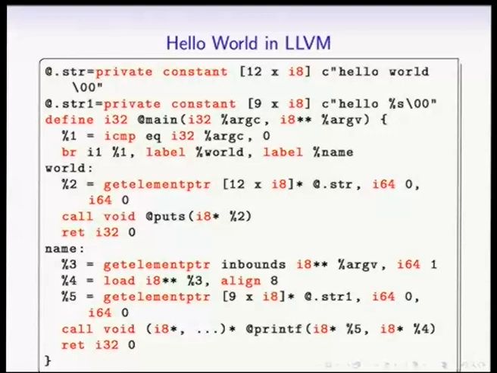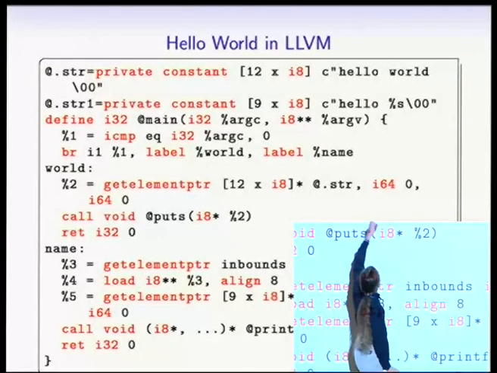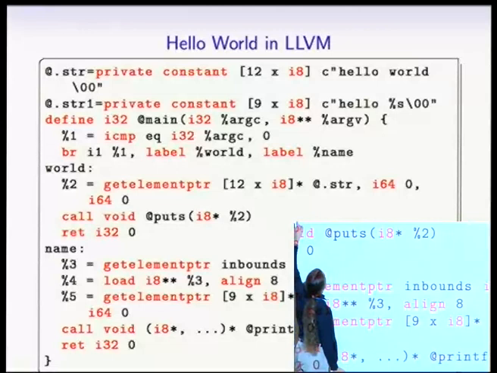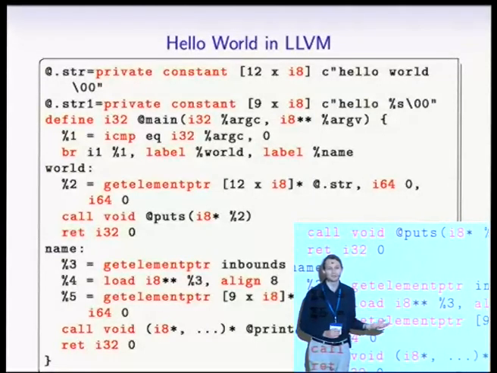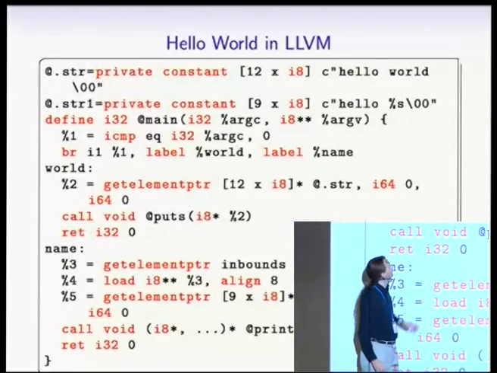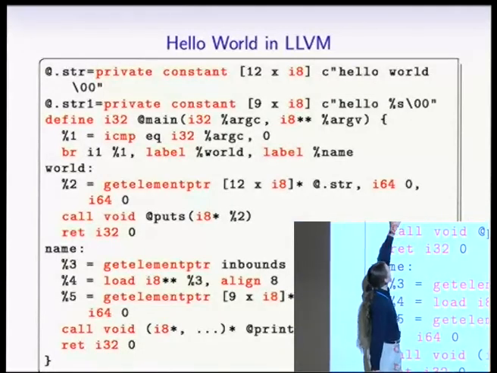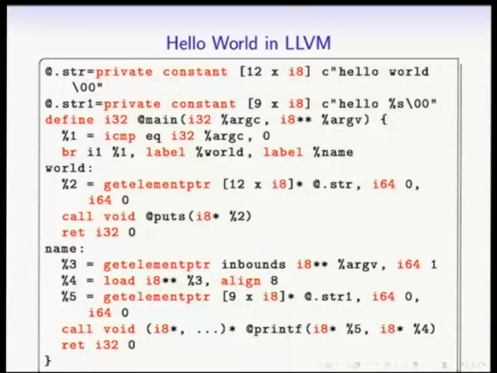Registers that start with a percent are local registers. Registers that start with an at are global registers. But that's just a little detail. So this is returning something which is an i1. It doesn't actually say, but the type when you use it is an i1, and i means integer, one means one bit. So it's basically a Boolean value. And then you branch based on that. So if this is true, then you go to this label world. Otherwise, you go to the label name, and labels are just text strings.